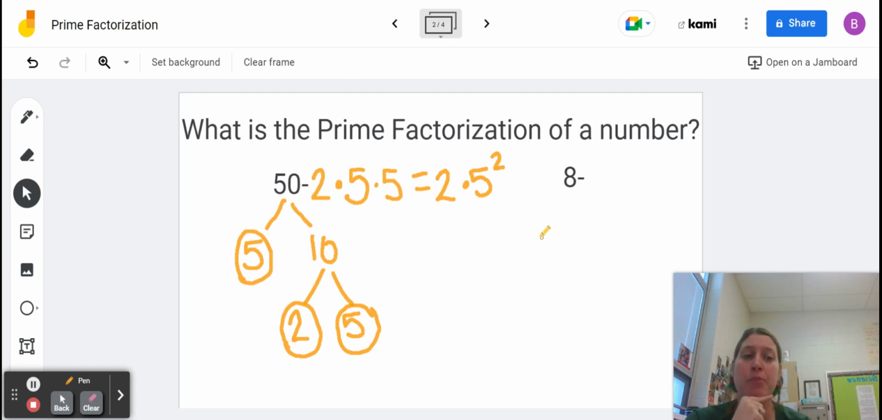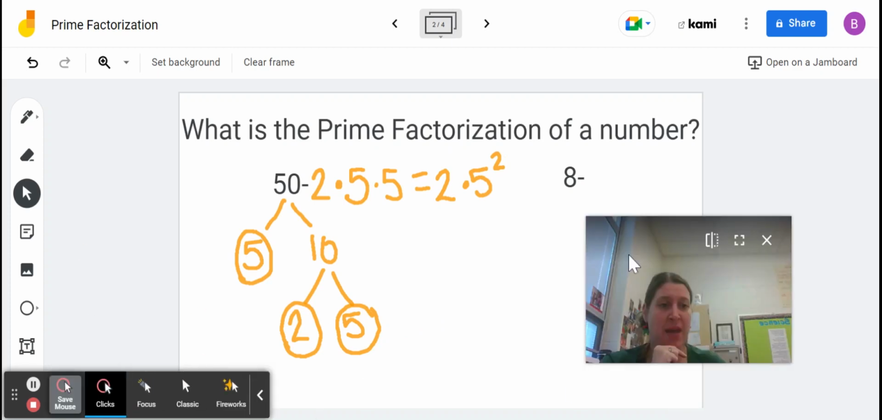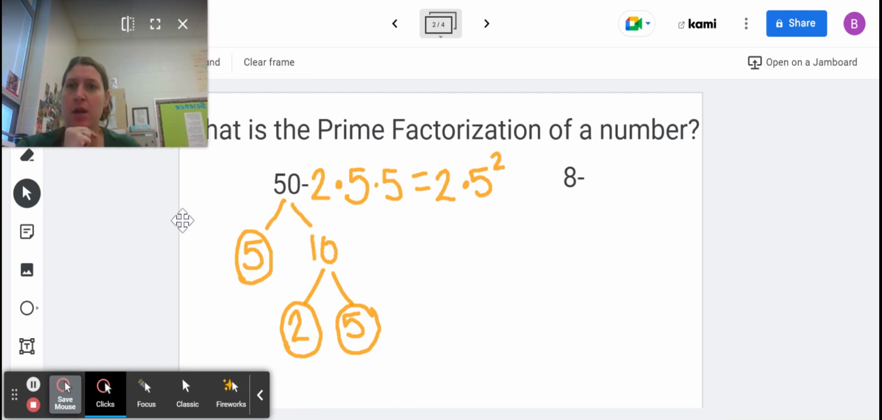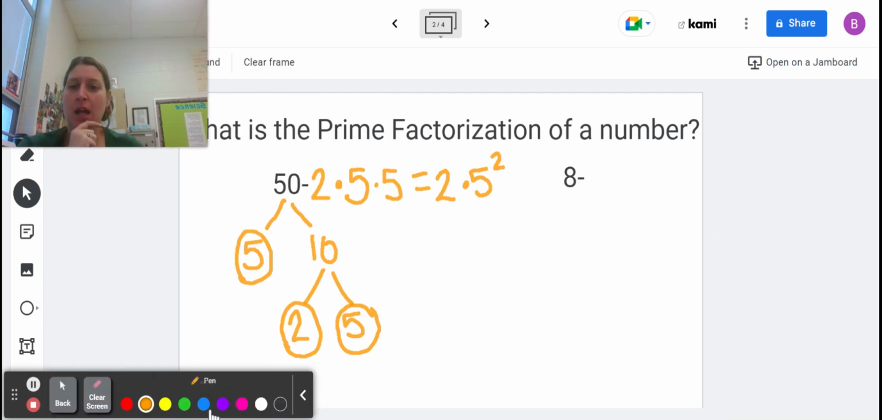So I know my prime factorization for 50 is 2 times 5 times 5, or 2 times 5 to the second power. Okay, so we're going to do the same thing. We're going to do it with the 8 now. So I'm going to move my picture. There we go. So we're going to do with 8, and I'm going to change my pen color just so we can see the difference.